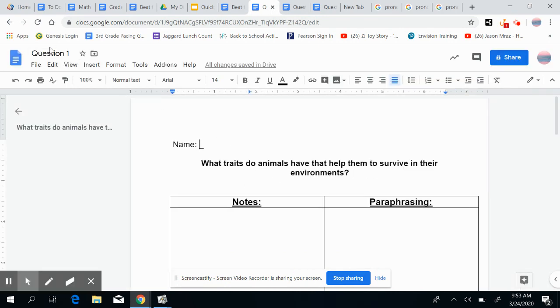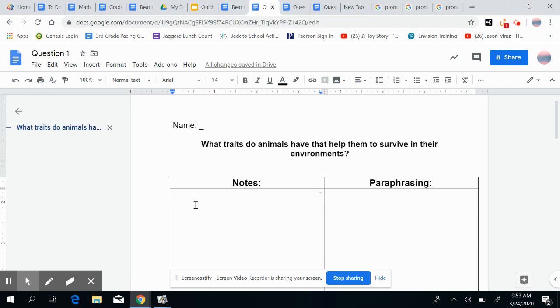Question 1. See, it's labeled question 1. If I chose that, I would open up this doc and write notes on my article. Now, if you notice, there's something that says notes and paraphrasing. Do not worry about the paraphrasing section. That will be our next lesson. You guys already learned how to take notes on your articles. So when you're reading for that second and third time, you want to take notes in this section that will help you to answer your prompt or question.